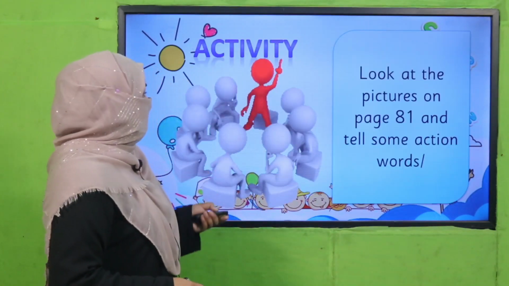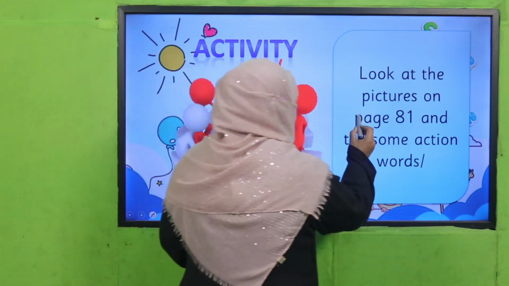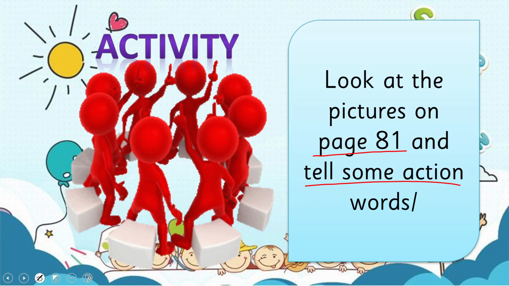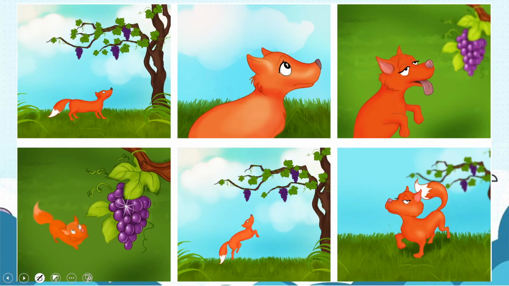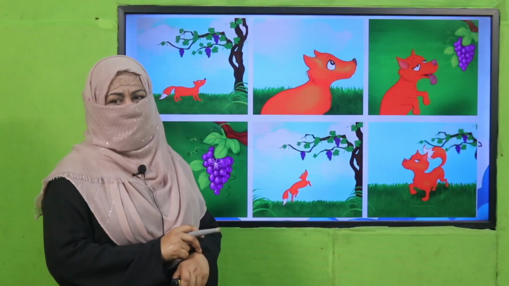Okay, so now look at the pictures on page number 81 and tell some action words. Whatever you find in these pictures, what action words are there? Pause the video, tell the action words to your teacher, and then come back.